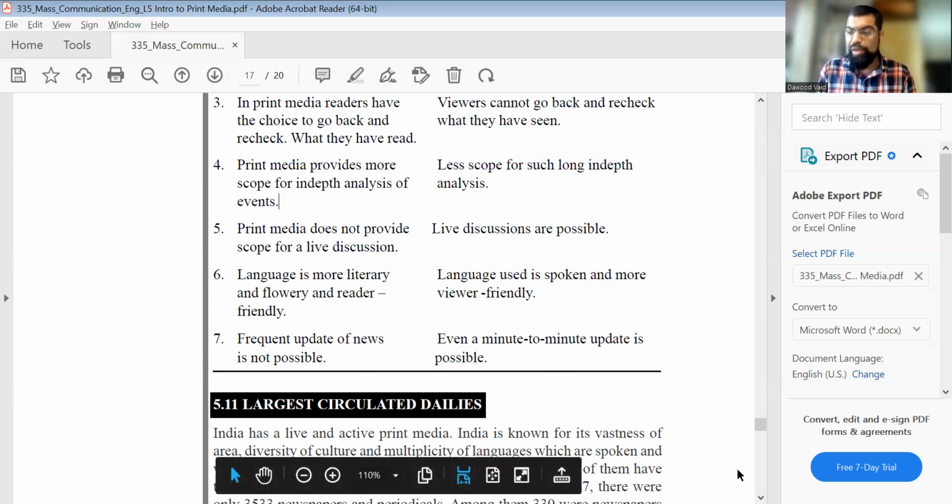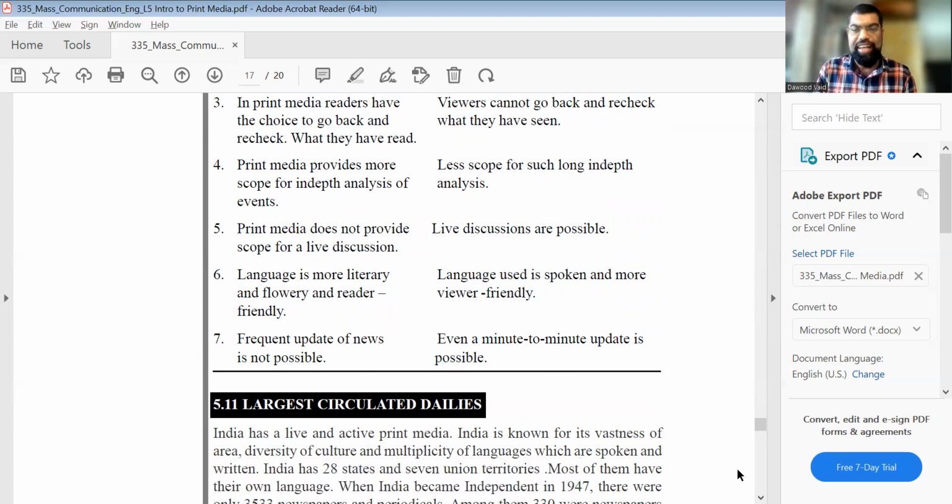This, in summary, is an introduction to the print world, a very interesting chapter. Our next chapter is what is news, and hopefully we'll take a newspaper and decode it. Until then, good luck, study well.